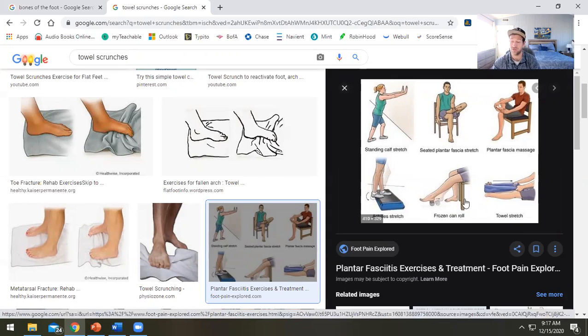I don't know about a frozen can, because if you freeze a can, it'll probably explode. But a frozen water bottle is a very common one. Put a water bottle in and you literally just roll it. And then here is another calf stretch, right? She's performing dorsiflexion, so that's stretching out those plantar flexors. Very weird order, this drawing.